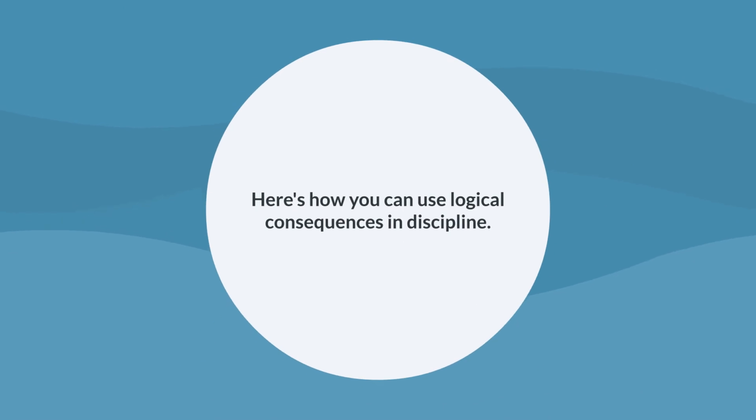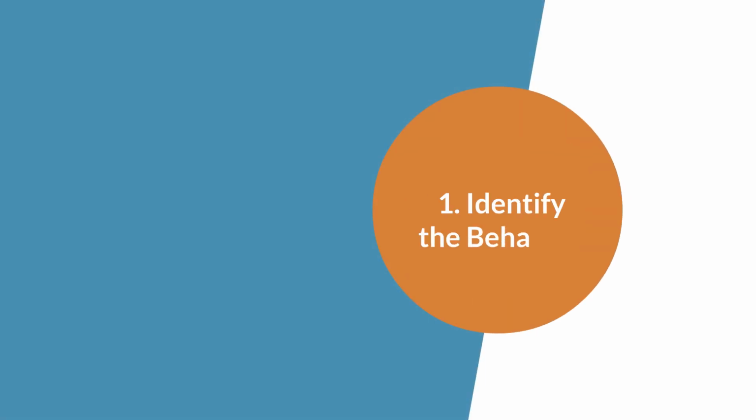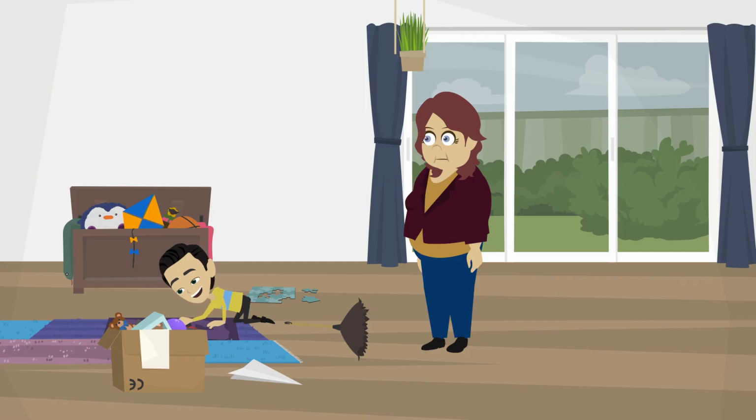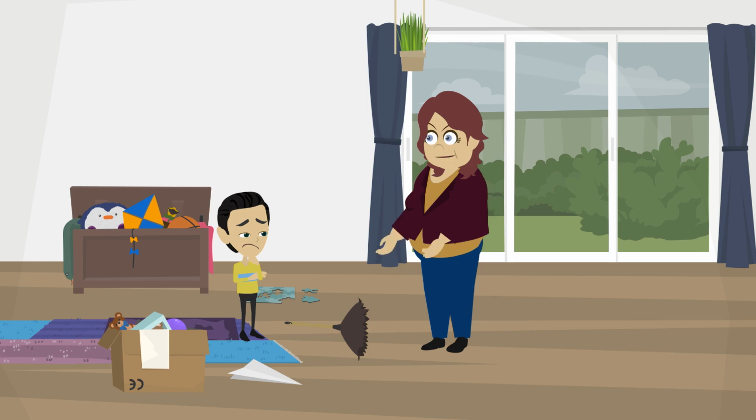Here's how you can use logical consequences in discipline. 1. Identify the behavior. Determine the specific behavior that is causing problems. Be clear about the rules that are not being respected.